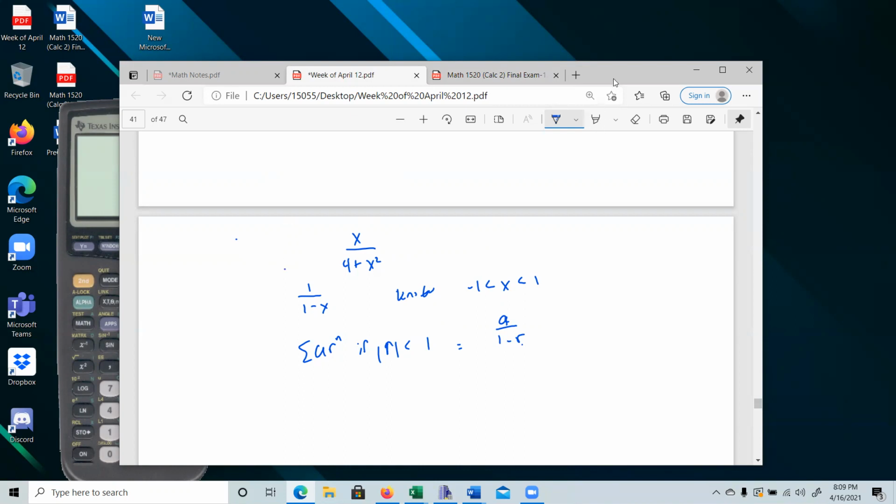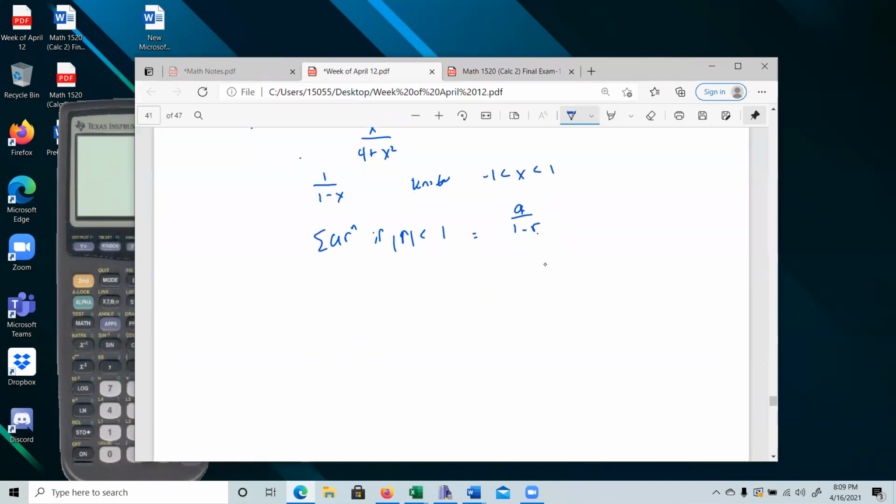Okay. So here's what we're going to do with that. We're going to pull the x off to the side here. So there's going to be x times 1 over 4 plus x squared. Now it doesn't quite look like this yet, but what if I factor a 4 out of this thing? What if I say this is 1 over 4 times 1 over 1 plus x squared over 4. If I push it back in, I get the same thing.